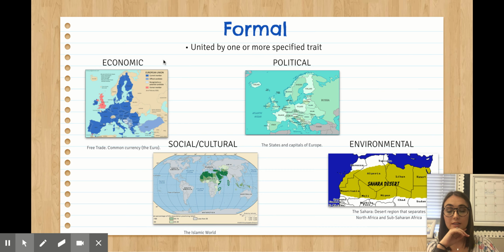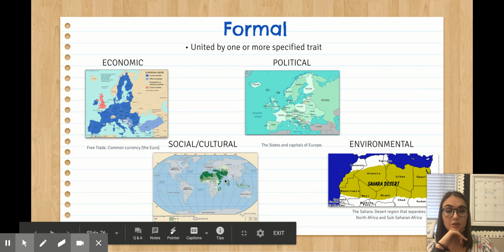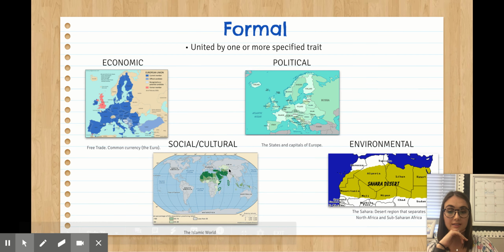That trait can be an economic trait. The example given here is the European Union. They all use the same currency. It's called the euro. So that could be considered a formal region. It can be a social or cultural trait that unifies a region. Here you can see the Islamic world, so you can see the countries where the majority of its citizens practice Islam.